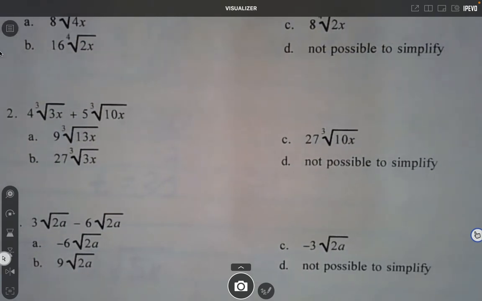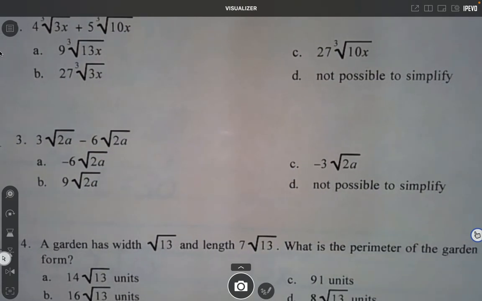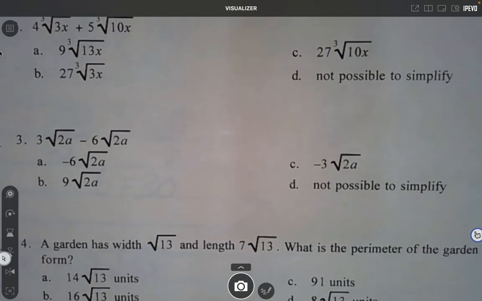No, that's not possible. They are both cube roots, but then they're different. One's a 3x, one's a 10x. Can't do that. All right, can we do number 3? Yeah, they both match, and so it's -3 square root of 2a. Everybody's good with that? It was C.